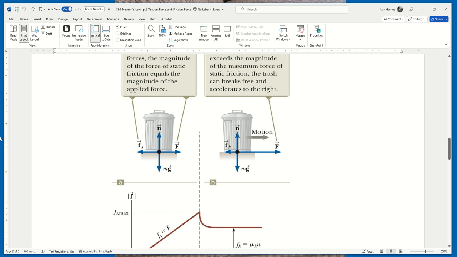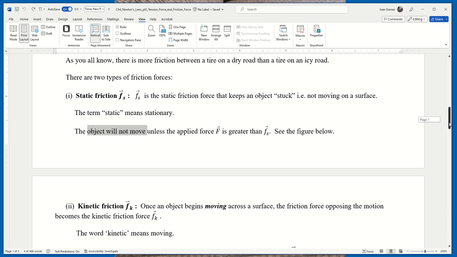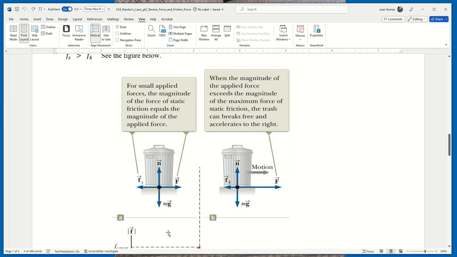So right now, you're trying to pull this trash bucket, and you have the applied force F, and right now the bucket's not moving, so the friction force is Fs. Until the applied force F becomes greater than Fs, the object will not move. So what's going on here right now? F is not greater than Fs, so it's not moving.